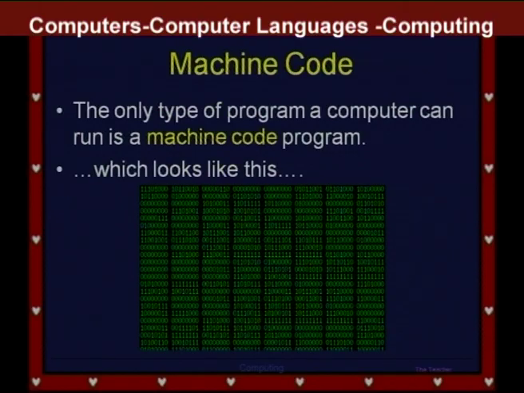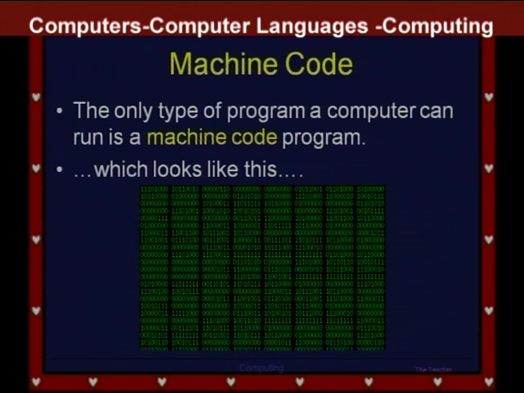Machine will understand only these zeros and ones. If someone asks the question, what is machine level language or what is machine code, they may ask in two ways. They may ask what is machine code, or they may ask what is machine level language, right?